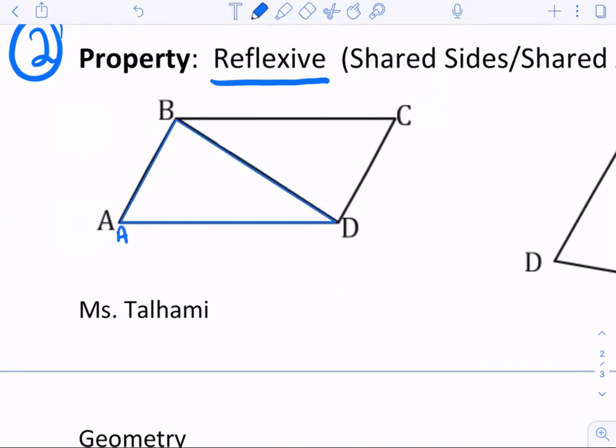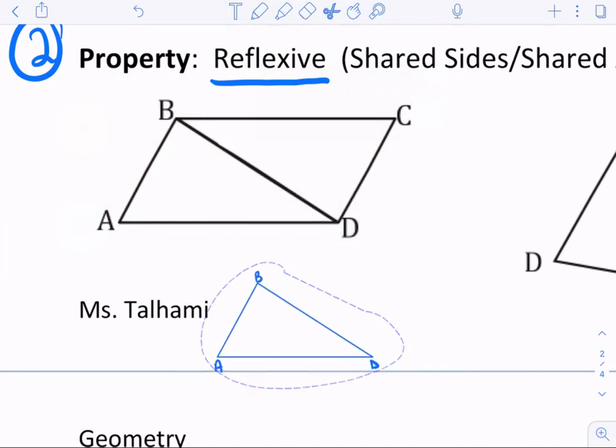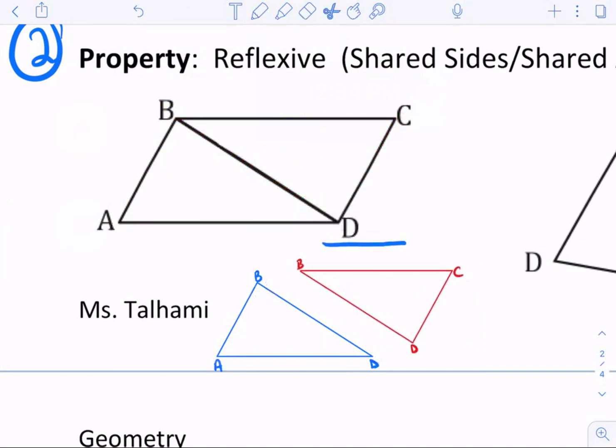And some of you already know what a reflexive is, but I just want to go over it one more time. So let me take out triangle ABD. And maybe I'll make it a little smaller. And here's triangle BDC. So here you go. I've now separated the 2 triangles.